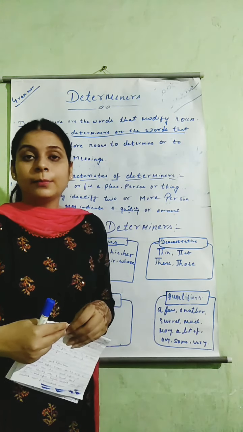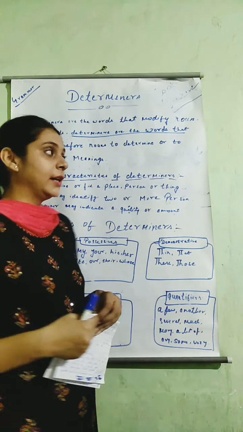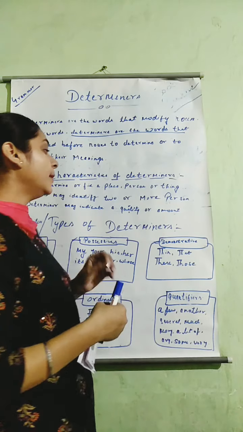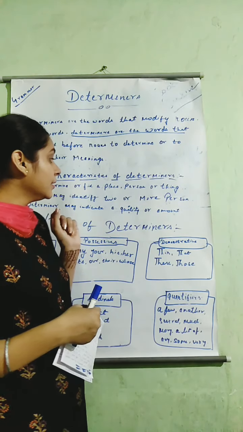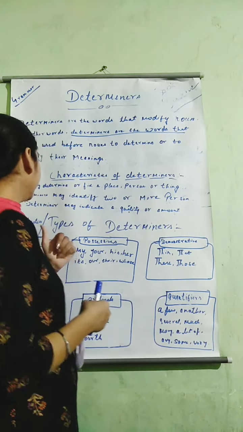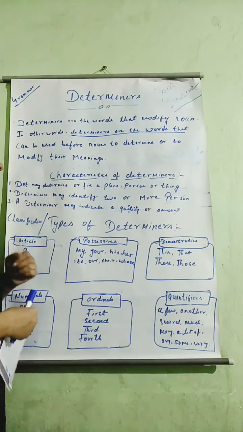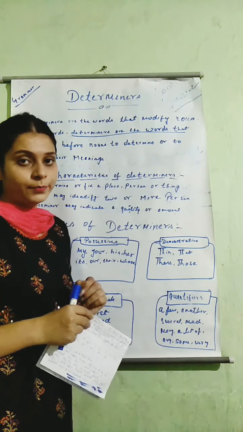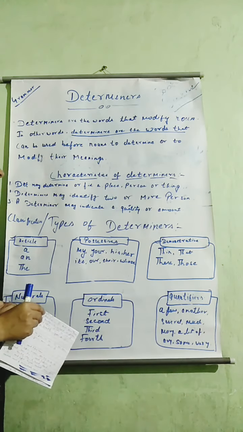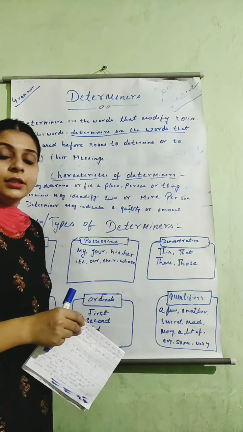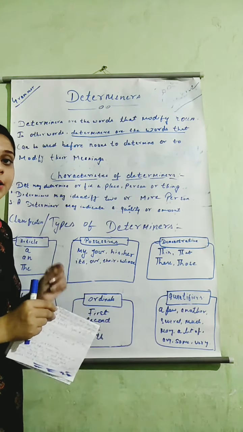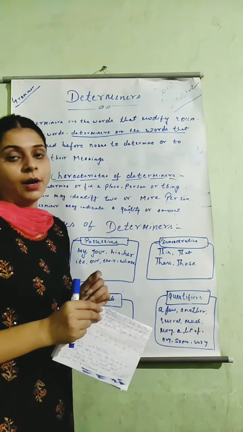Now we will talk about the characteristics of determiners. The first characteristic of a determiner is that it may determine or fix a place, person or thing. The second characteristic is that a determiner may identify two or more persons. The third characteristic is that a determiner may indicate a quantity or amount.